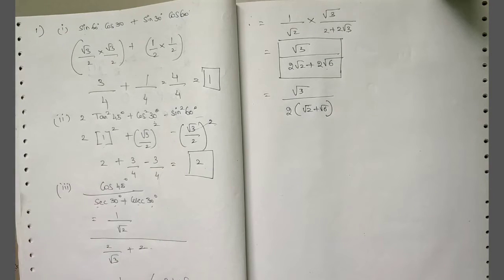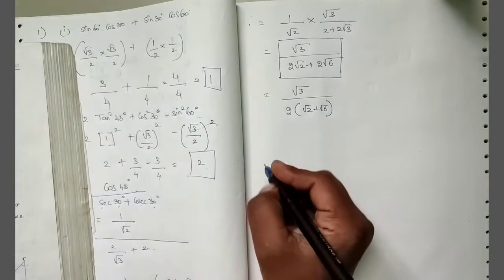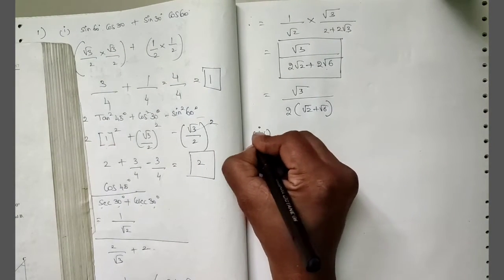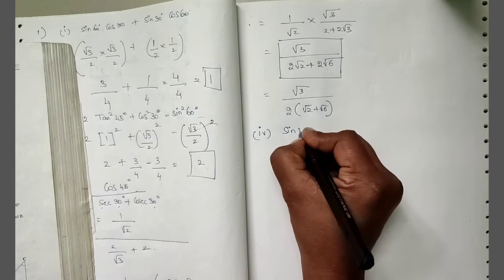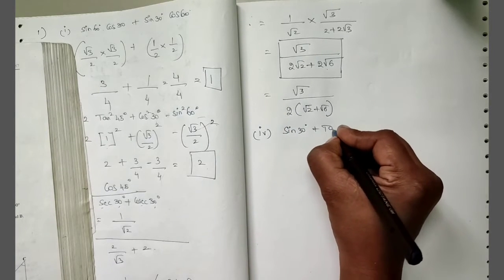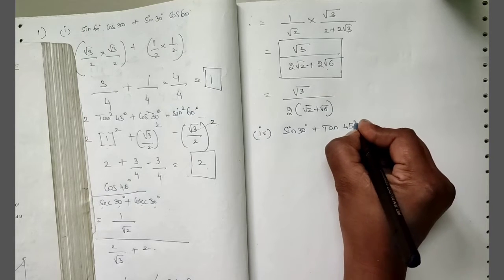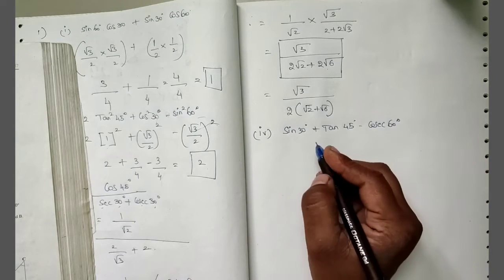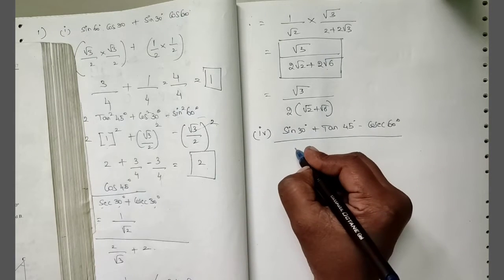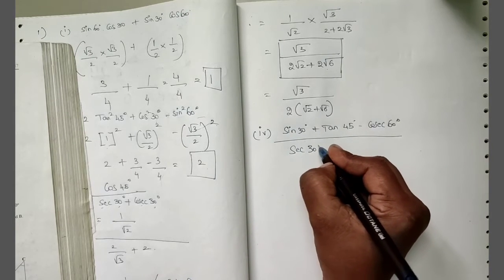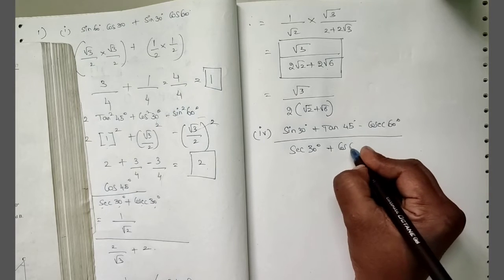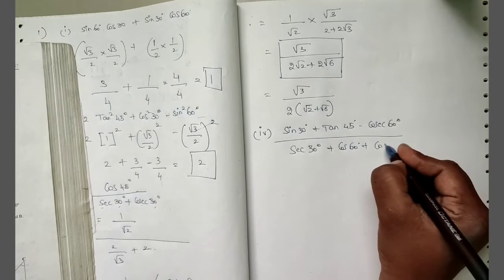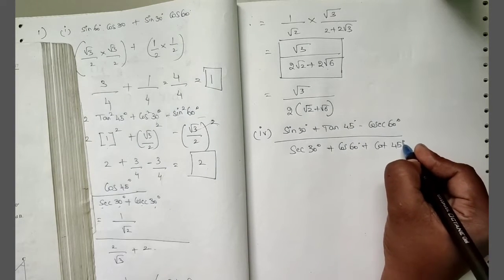So next one, we'll shift to the fourth question. What is given is sin 30 plus tan 45 minus cosecant 60, the whole divided by secant 30 plus cos 60 plus cot 45 degrees.